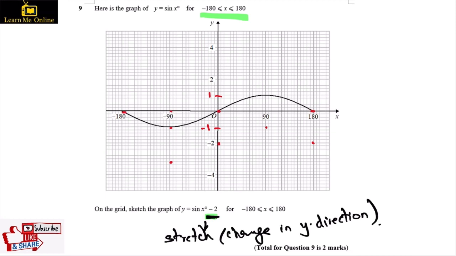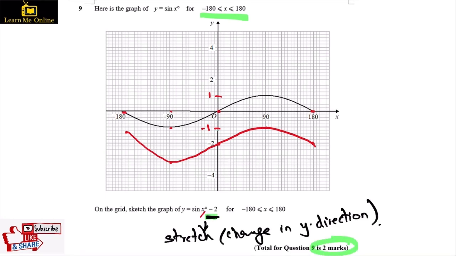So remember that if the minus 2 is written here, it means that the whole graph is going to be translated by minus 2. And the new graph that you'll have, I'm going to join the points together, so it will be something like this. So the whole graph, the shape, everything stays the same. We just need to remember that it is translated down by 2. And this is for 2 marks. So here is just the sketch of the graph you have to do.